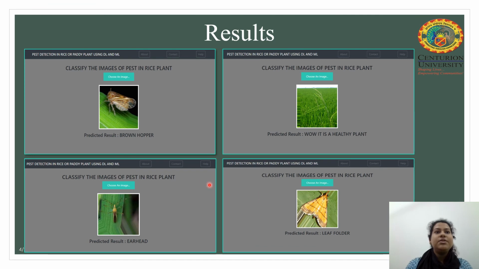These are our results. First, we have chosen the image of a brown hopper and the predicted result is brown hopper, which is correct. Next, we have chosen a healthy plant, which shows that it is a healthy plant. The next image we have given is of an earhead, and the next image we have chosen is of a leaf folder. We can see that our model is able to predict the results correctly.